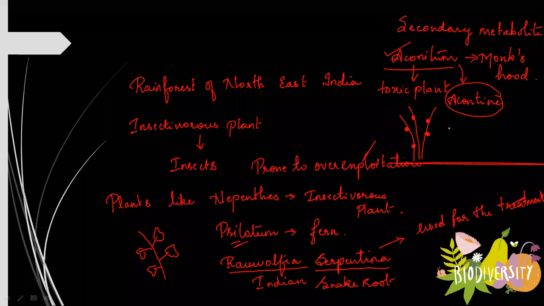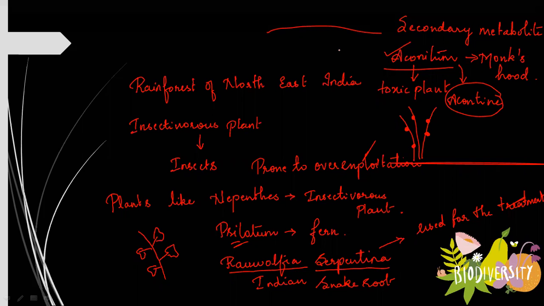So, how many plants are prone to over exploitation until now? Nepenthes, Xylotum, Rauwolfia serpentina, and Aconitum. So, these are the four plants which are prone to over exploitation. Do you have any doubts, anything which you have not understood here?